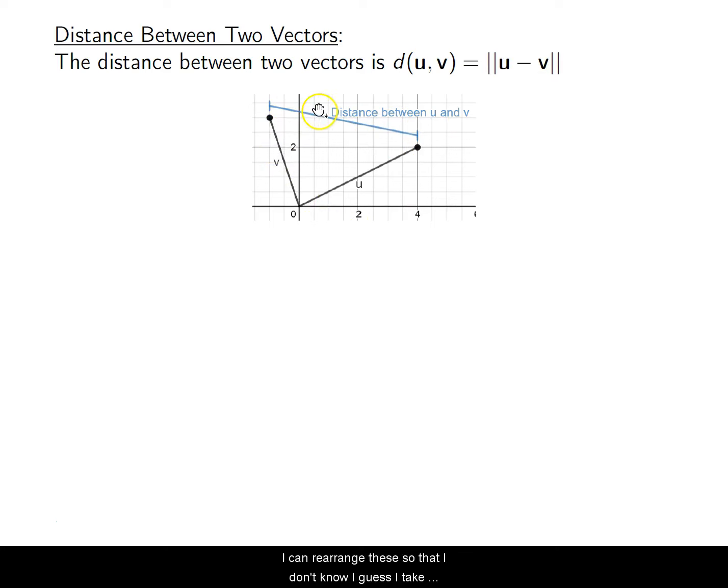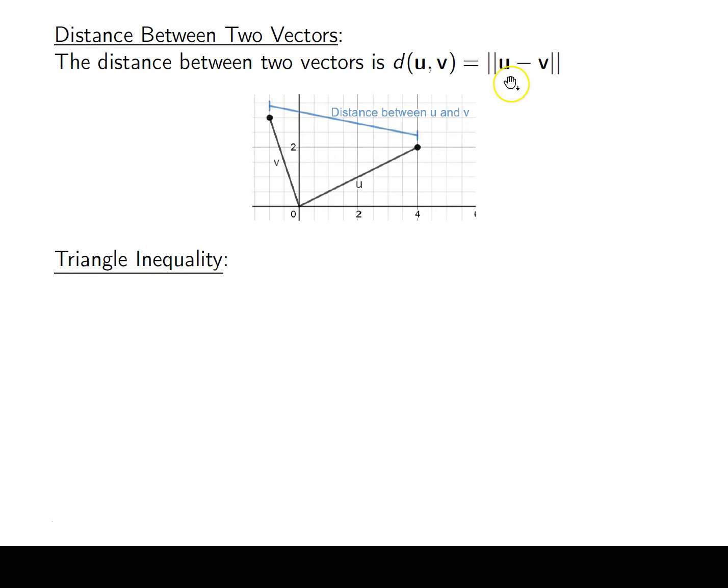I can rearrange these so that I take u and then I subtract v, and then I add that together and I get my parallelogram rule, and then the length of that resulting vector would be this vector. So if I were to change directions here and then do my parallelogram, the vector across the diagonal of that parallelogram would be this exact same vector, okay? If that's how you remember how to subtract vectors, fine, if not, whatever you need to do. But this is what the distance between two vectors is, okay?